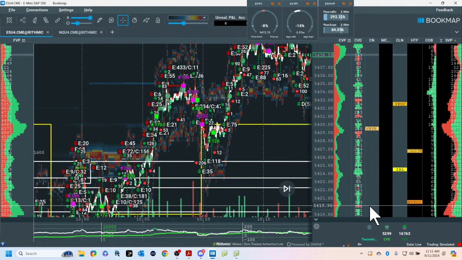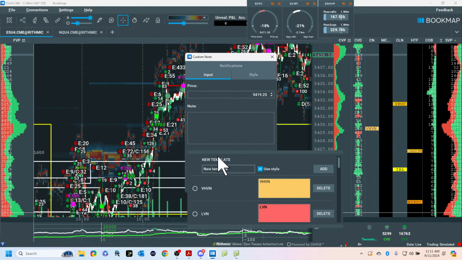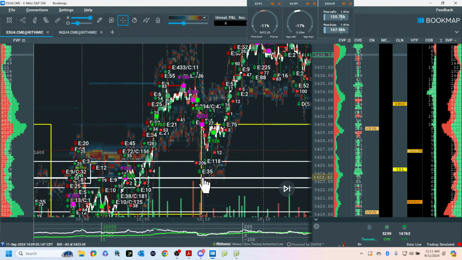Now we got to label this. And I'm going to come up for oxygen here now. Variable high volume node. It's a little bit off, but it's close enough for horseshoes and hand grenades. So let's go take a look and see what we've got.